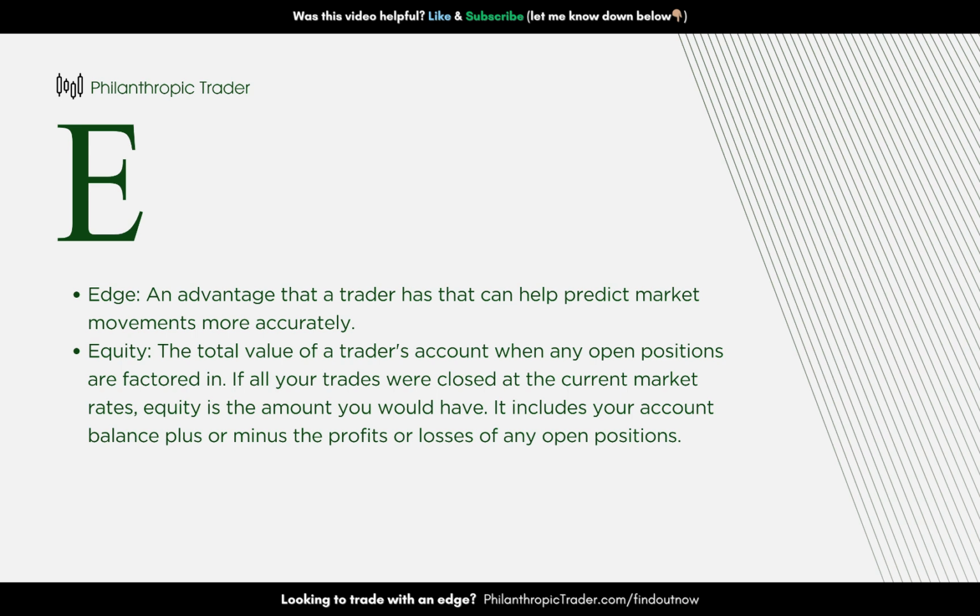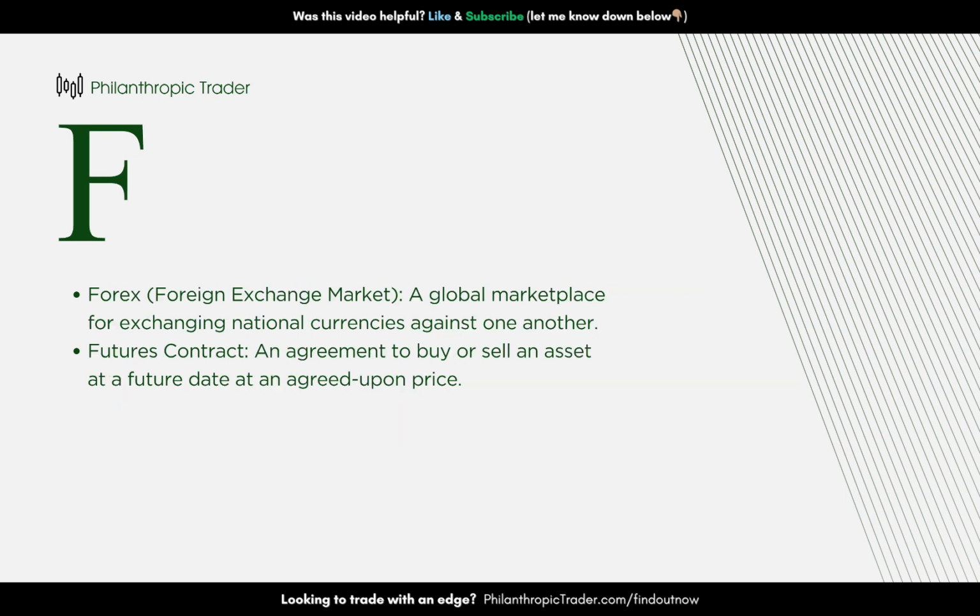Equity, the total value of a trader's account when any open positions are factored in. If all your trades were closed at the current market rates, equity is the amount you would have. It includes your account balance plus or minus the profits or losses of any open positions. As I mentioned earlier, if you have a balance of 100 and your drawdown is 20, then your equity is 80. And if you close the open order, then your new balance would become 80.